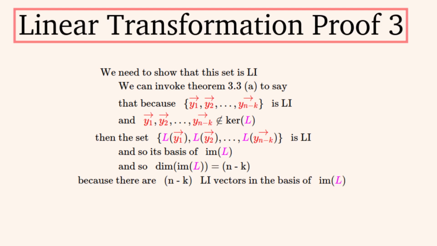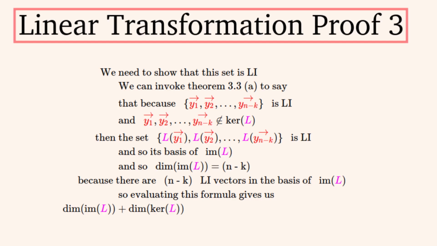The dimension of the image of L is equal to this number, because that's how many vectors there are in its basis, and the number of basis vectors will always be the same for any basis. So now we'll evaluate this formula by substituting the values into it. After substituting the values in and evaluating the equation, we get the value of n. And n is equal to the dimension of the domain V. So we've done it. We've proven this equation true, which is the aim of this proof.